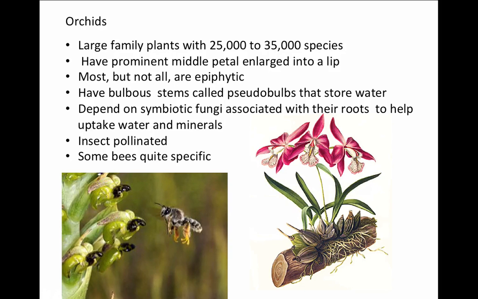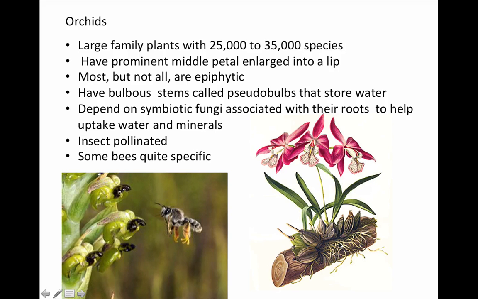Now, orchids, beautiful, large family. There's like 25,000 to 35,000 species of orchids of all sizes and shapes and colors. They're just fascinating. And they are recognizable by having a prominent middle petal that's enlarged into what's called a lip. And most, but not all, are epiphytes, as you can see here. They have a bulbous stem that is called a pseudobulb, and the pseudobulb can store water, so that helps out the orchid when there's no consistent supply of water.